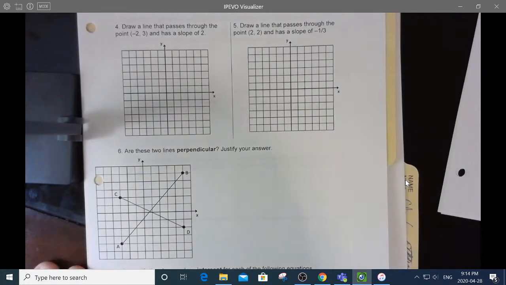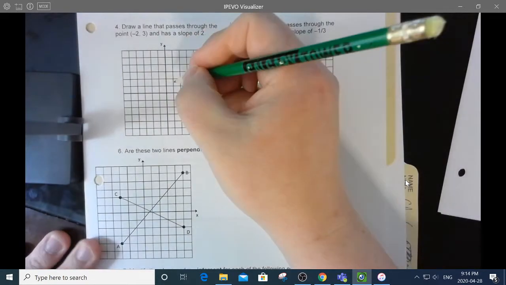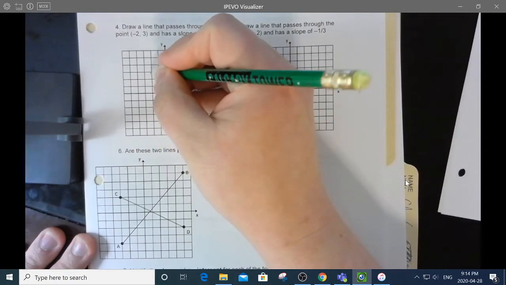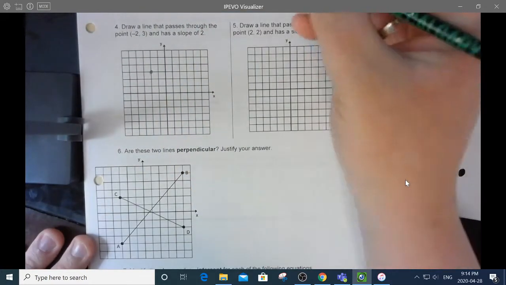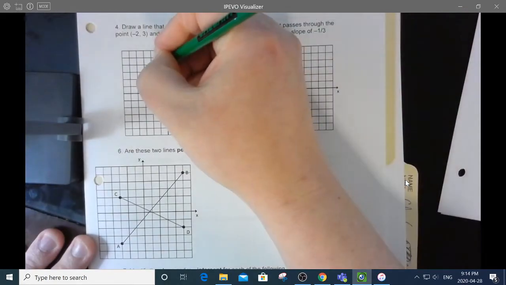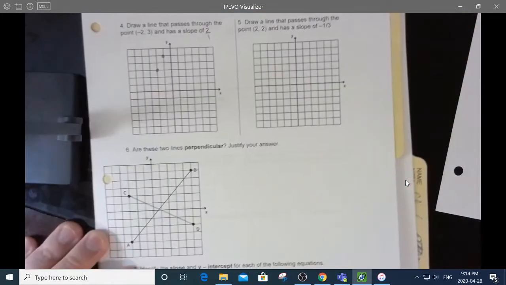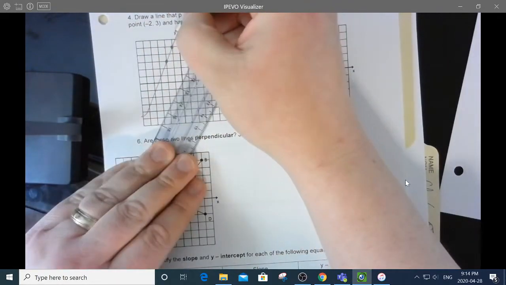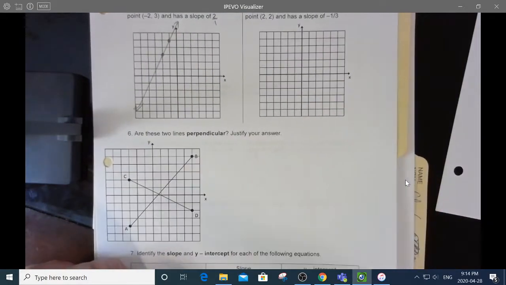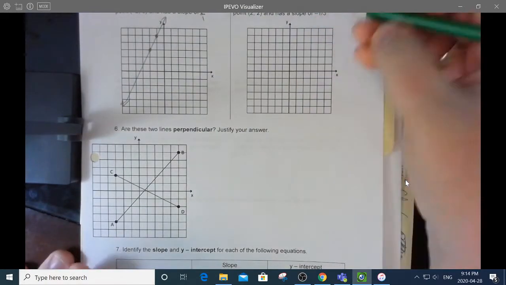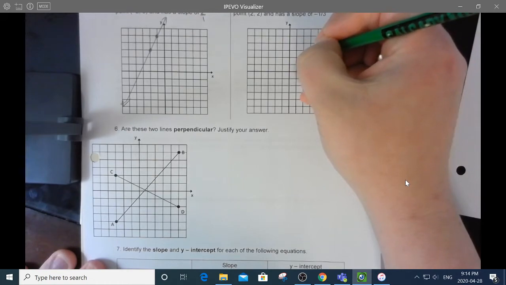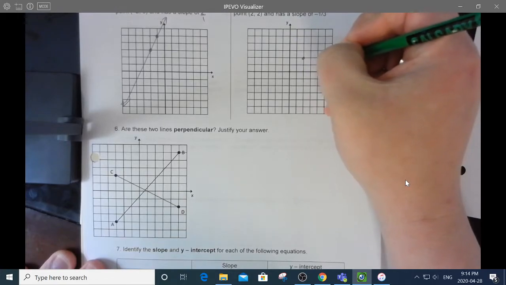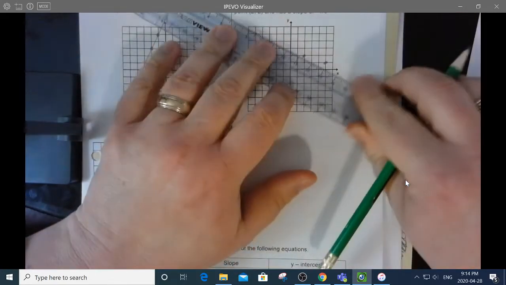Page 2. Draw a line that passes through the point negative 2, 3. All right, so that's the y-axis, so negative 2 and 1, 2, 3. And it has a slope of 2, which remember I think of as 2 over 1, so I go up 2 over 1. And there's my line. Okay, draw a line that passes through the point 2, 1, 2, and has a slope of negative 1 over 3. So I go down 1 and 1, 2, 3 to the right. Rise over run.